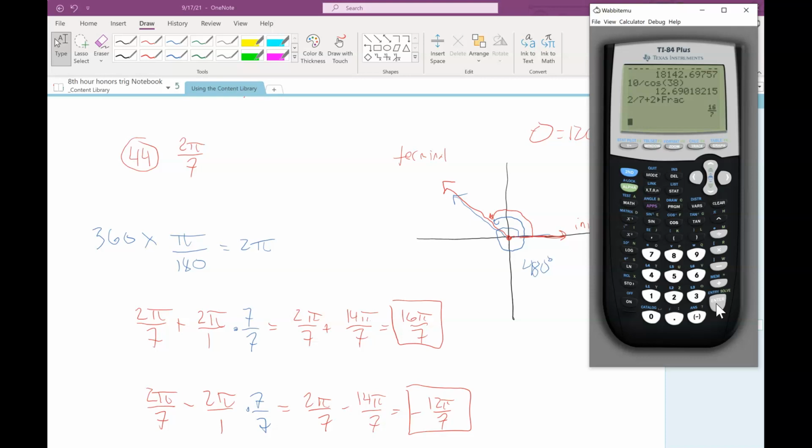Does this feel okay? The big takeaway for me is that you're able to draw the standard position angle. That becomes really the super valuable skill going forward, that you're able to draw like a 570-degree angle and end up in the correct quadrant.